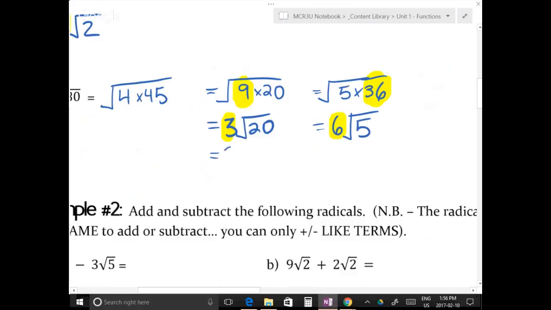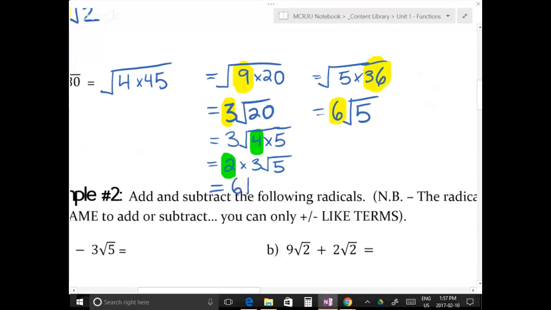4 times 5. So this could be 3 times the square root of 4 times 5. And is one of those a perfect square? The 4 is, sure. Let's use a different color. Let's say green. And so what would my next line look like here? Well, it would be 2 times 3 times root 5, because that 4 is going to come out in front. And what's 2 times 3? 6. So we would get 6 times root 5. Is that the same answer? Sure it is. It's a trickier way of getting there, but it gives us the same answer. Does that make sense?